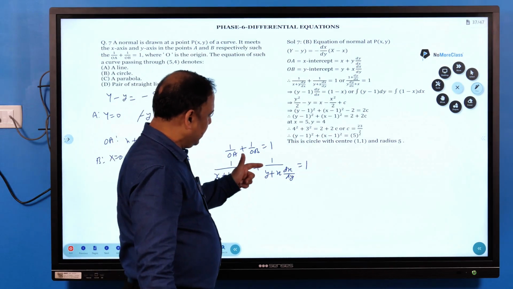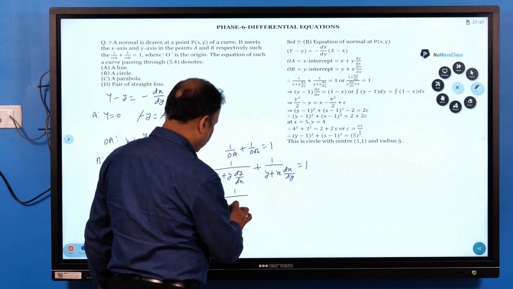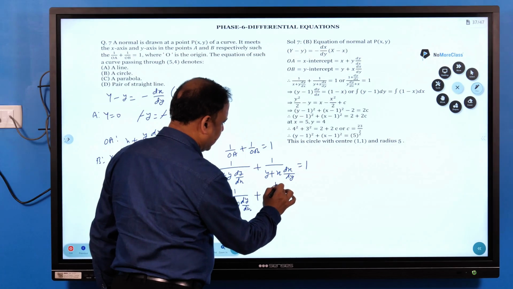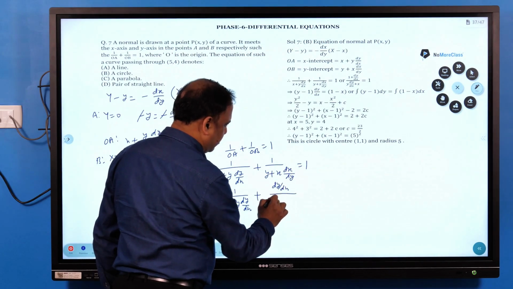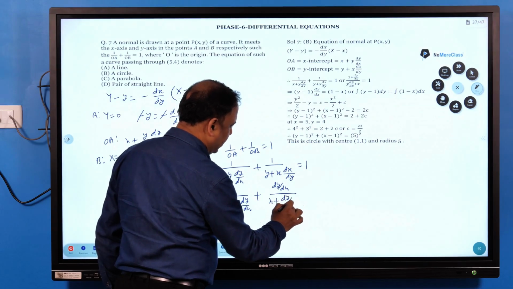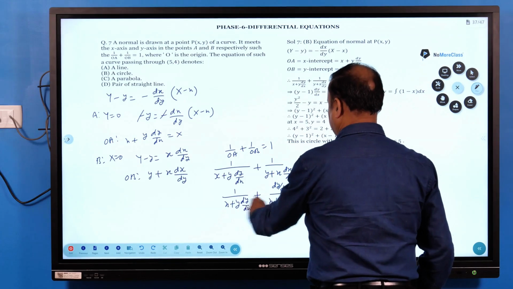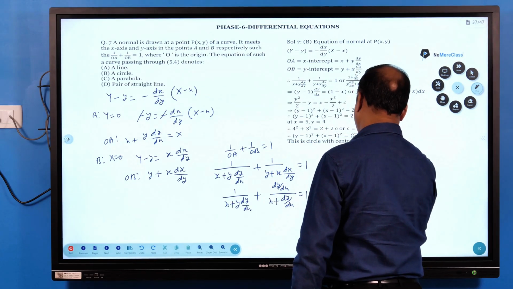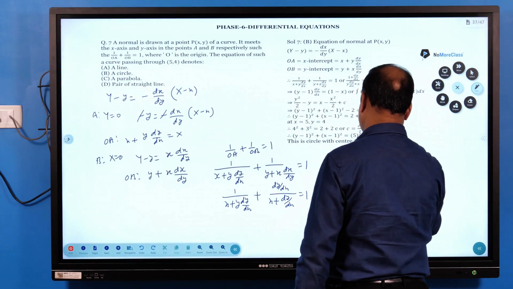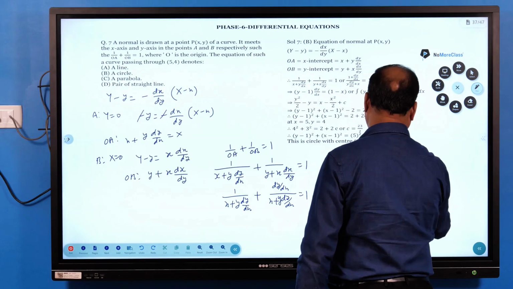So what we will do, I will multiply both numerator and denominator by dy by dx in the second term. So I can write 1 upon (x plus y dy upon dx) plus (dy upon dx) upon (y dy by dx plus x) is equal to 1. This is also x plus y dy by dx, so this is the same. So I will take the LCM. From here, 1 plus dy upon dx is equal to x plus y dy by dx.